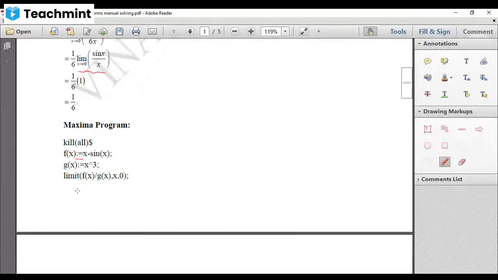Now, let us find the limit of this. Limit of, within simple bracket you have to write, what is your numerator? f of x divided by denominator g of x, comma, what is your variable? It's x, comma, and at which point you are finding the limit? 0. Stop with semicolon. This gives you the limit of this. Fine. Let's move on to the next problem.